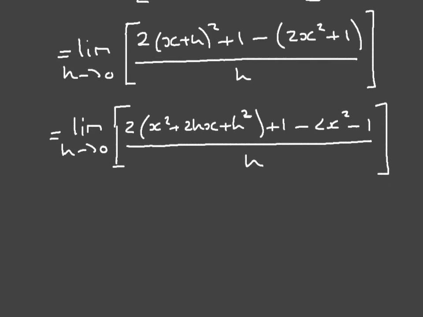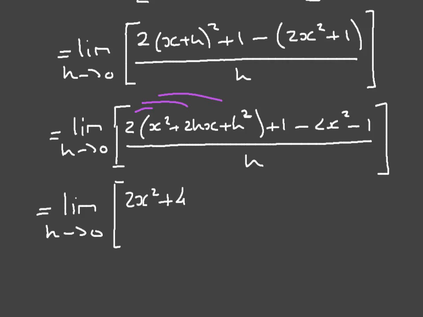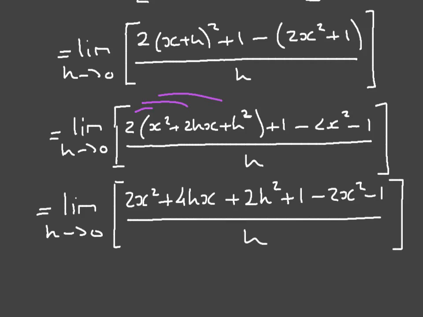Now I can distribute this 2 across these parentheses here onto each of these 3 terms, and that will lead us to f dash of x is equal to the limit, as h tends towards 0, of 2x squared plus 4hx plus 2h squared plus 1 minus 2x squared minus 1. And again, all of this is being divided by h.